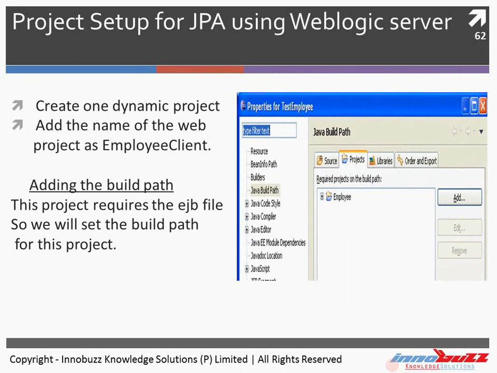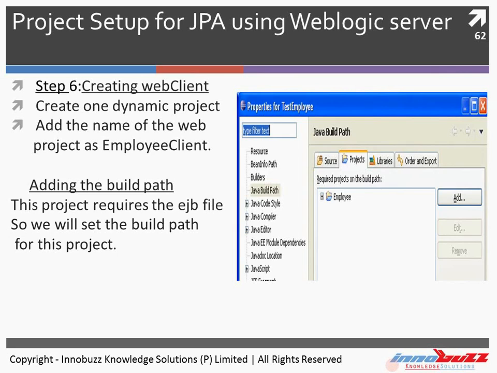Create one dynamic project, which will be the next step, that is creating the web client. After creating the dynamic project, add the name of the web project as employee client. So you can give the name for your project. And after that, add the build path. This project requires EJB files. Since you are connecting your web client with your EJB project, you should also add that EJB jar to your web client.